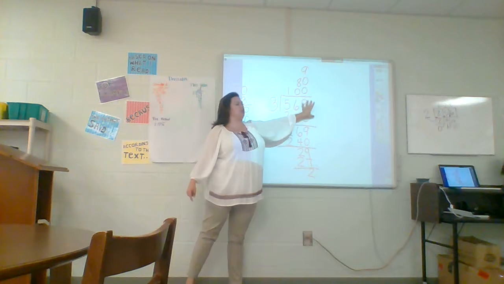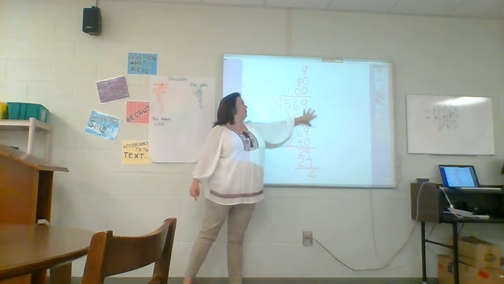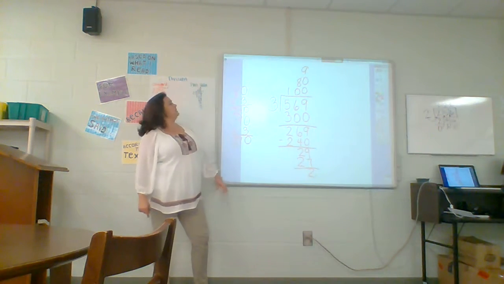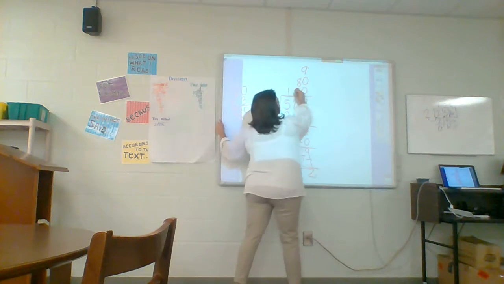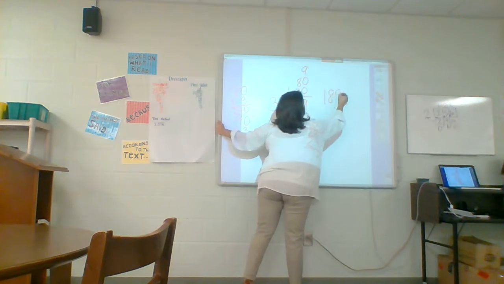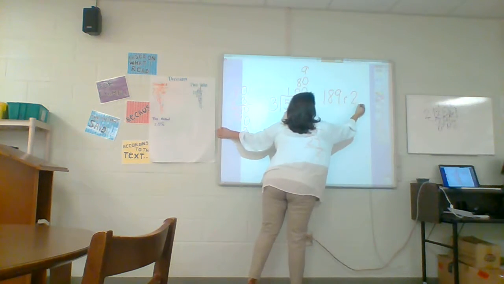Okay, well, right now, we're just going to do it as a remainder, and not worry about the decimal answer. So my answer is 189 with remainder 2. So I would write that as 189 remainder 2.